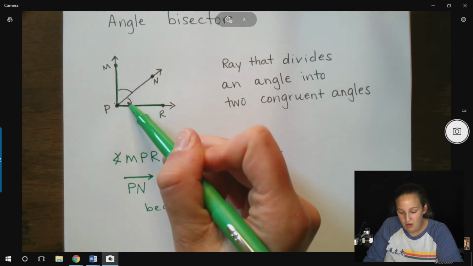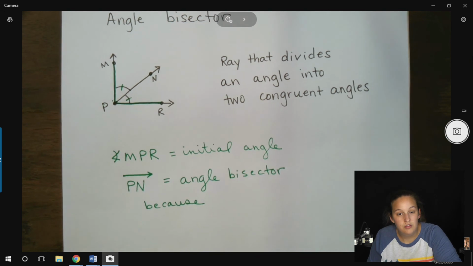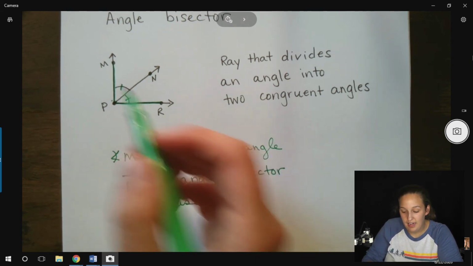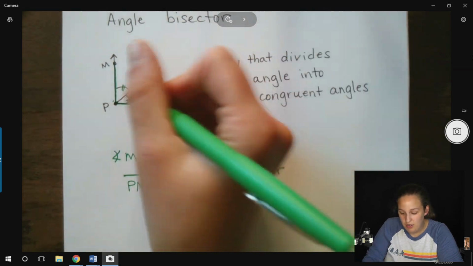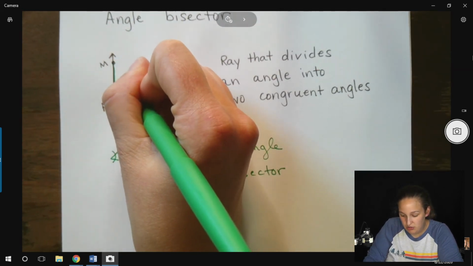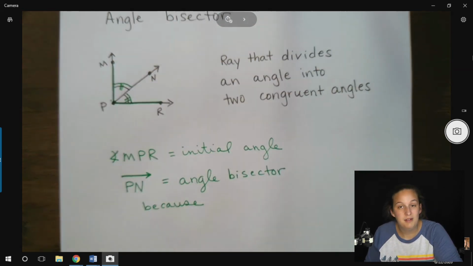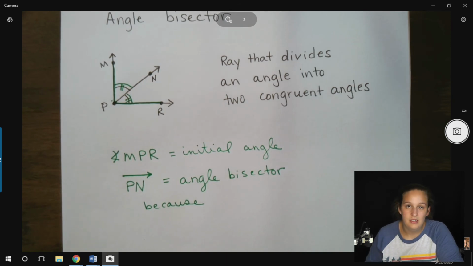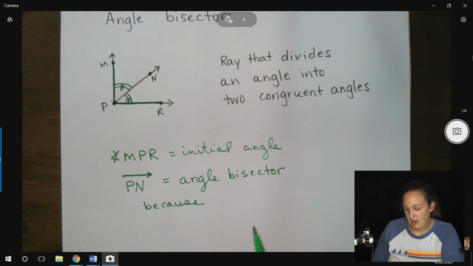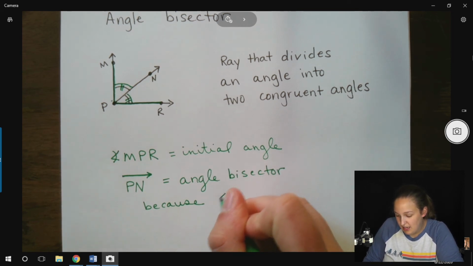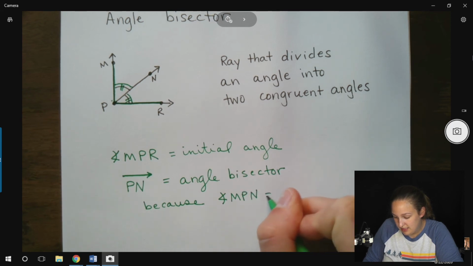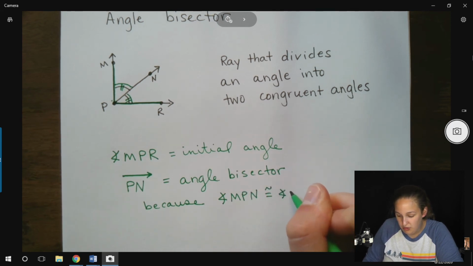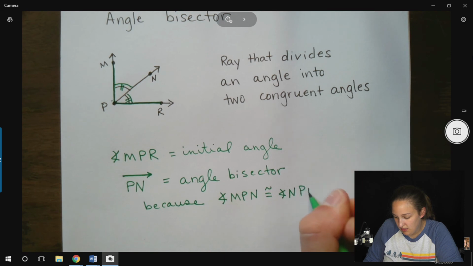And notice how those two have the same mark. You could put it like this, or sometimes they draw two marks like this. That's probably more common. Any of those would define angles that are congruent. And so if we want to label this out, angle MPN is congruent to angle NPR.